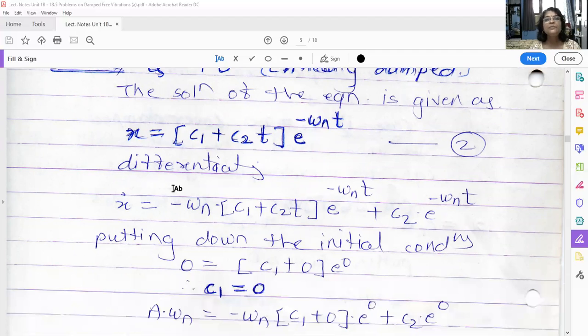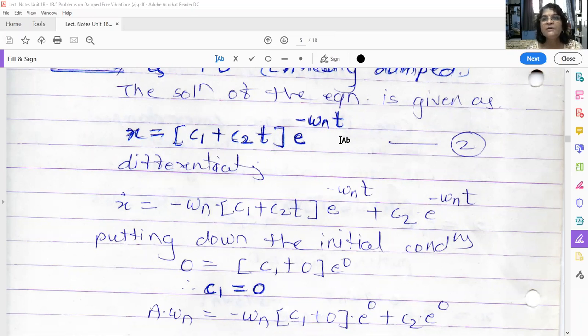Okay. So here also we have to differentiate because we want to find out the values of C1 and C2 and put both the conditions. Okay. So what is x dot? Differentiating this one. Now see here we have to apply the rule of u into v. Okay. So what is u? C1 plus C2t. What is v? e raised to minus omega n t.